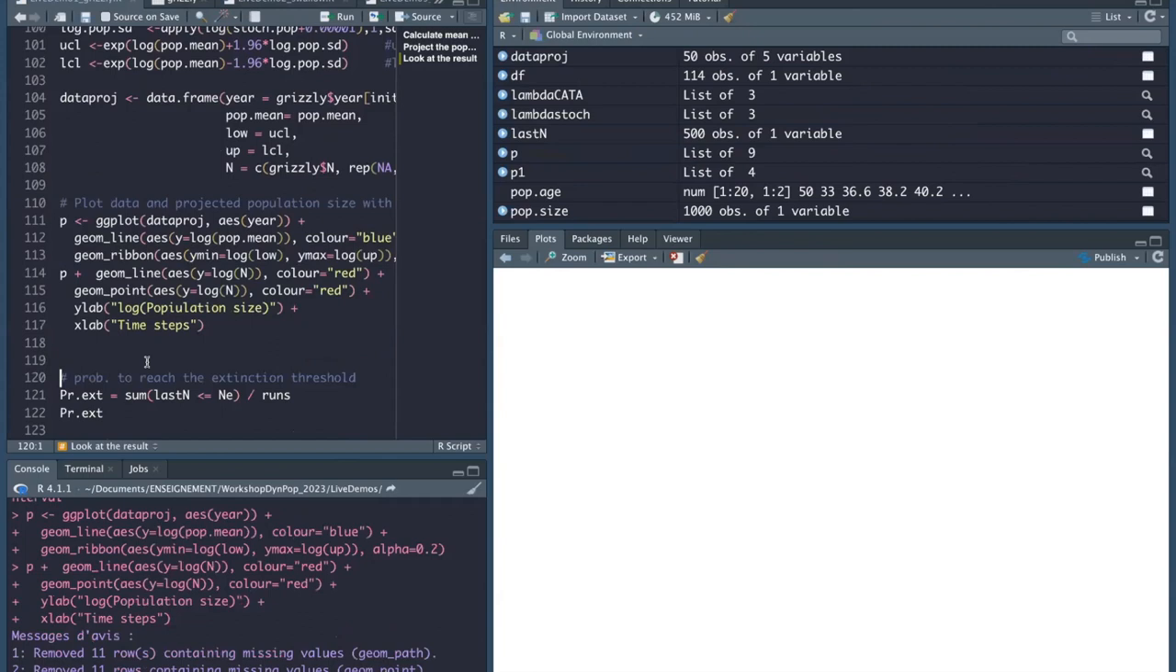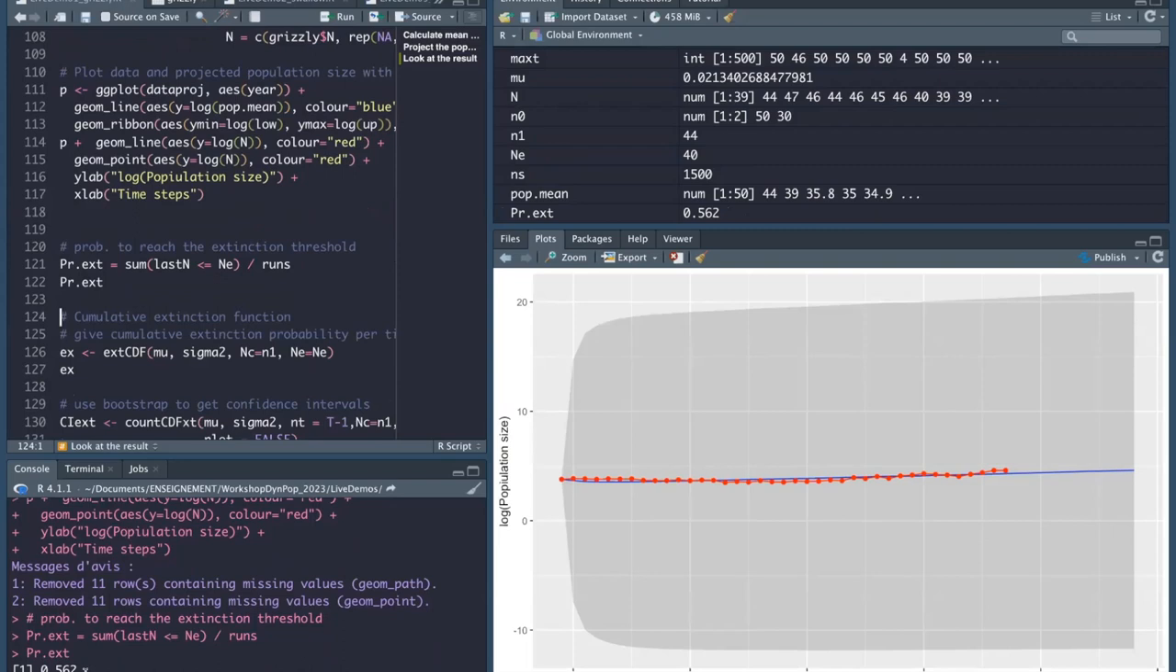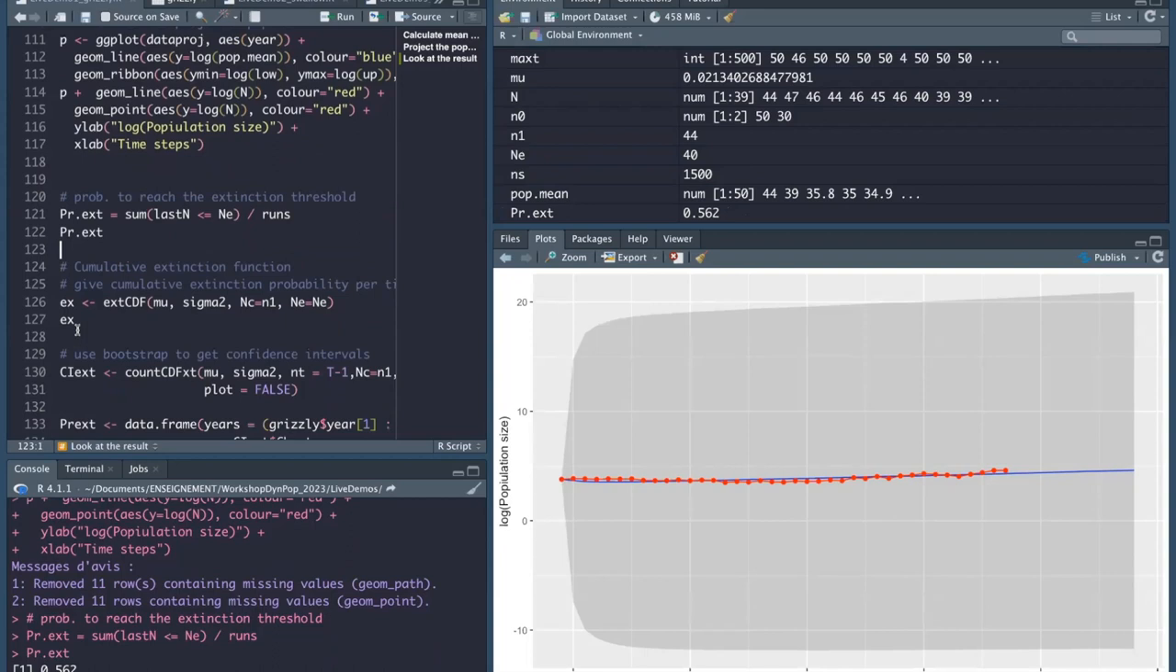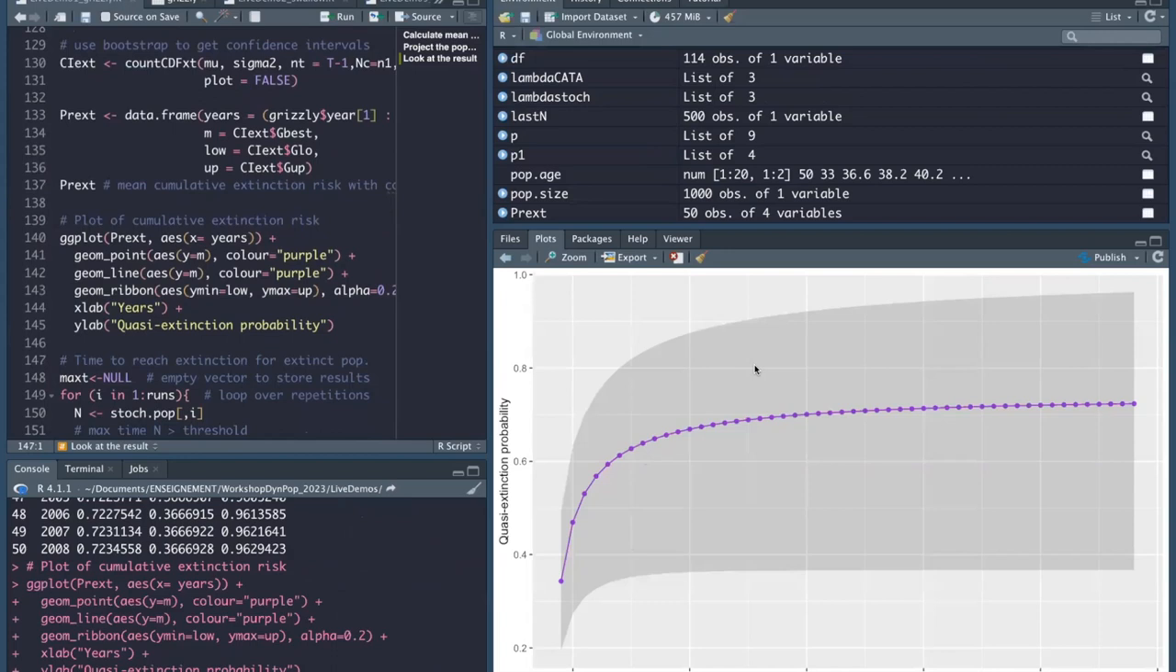So let's calculate the probability of extinction. Oh, it's now 56%. Okay, so it's bigger. We had 20% in the class when we set a 30 bears threshold for minimum viable population. Now it's 56%, so quite big. I want to look now at the cumulative extinction probability. So you see that on average, it's more than 60% after 10 years, and it reaches about 70% in the next 50 years.